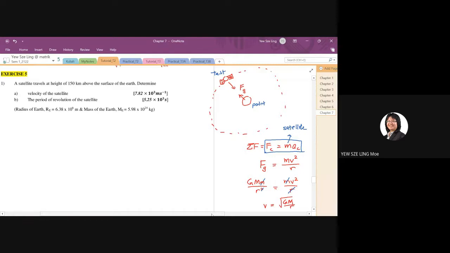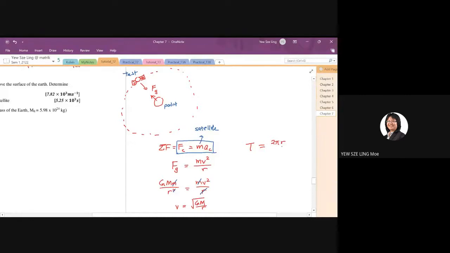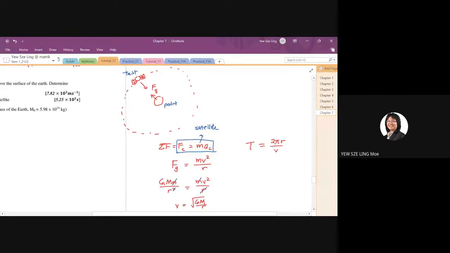And from v equals the square root of GM over r, now you want to calculate T, which is period, not tension. So don't get confused once again. Period and tension, both of them use capital letter T. So if you want to calculate period, what are you going to do? Now try to recall. T is equal to 2 pi r over v. This is the equation. Period equals 2 pi r over v.